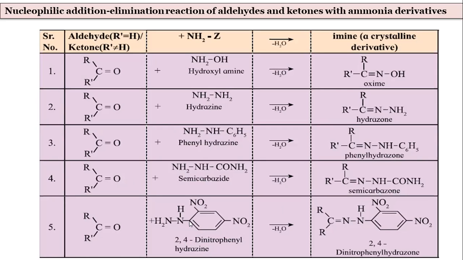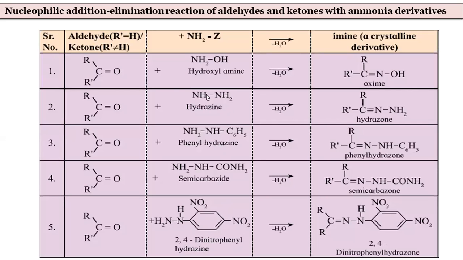2,4-dinitro means this is carbon number 1, this is carbon number 2, this is carbon number 3, this is carbon number 4. On the second and fourth carbon, 2-nitro, 2,4-dinitro. This is carbon number 2, 2,4-dinitrophenylhydrazine. To understand phenylhydrazine, you must know hydrazine first.